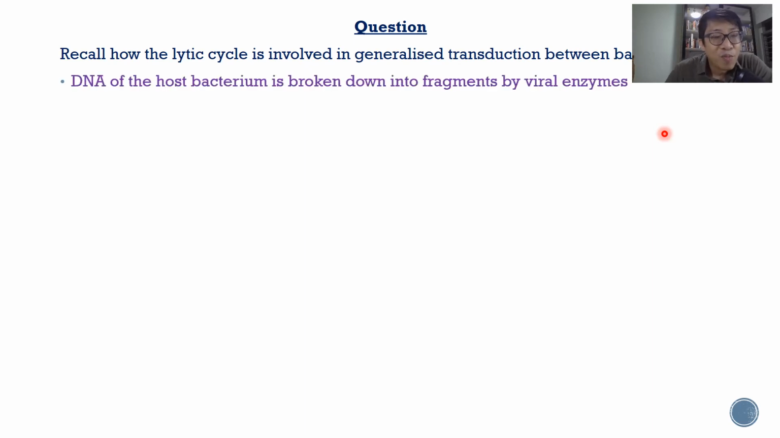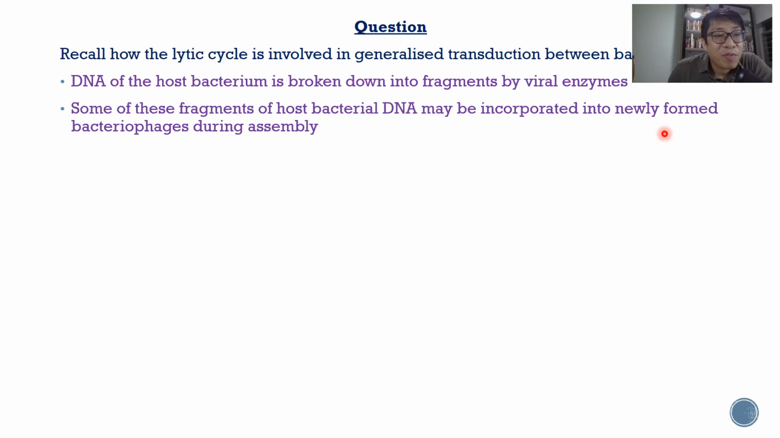Remember that the bacterial DNA is broken down by viral enzymes, and some of these bacterial DNA fragments might be assembled into the bacteriophages by mistake. It should be the viral DNA that's assembled inside the capsid head, but by mistake, fragments of bacterial DNA might be assembled instead. So these newly assembled bacteriophages may actually carry the bacterial DNA instead.